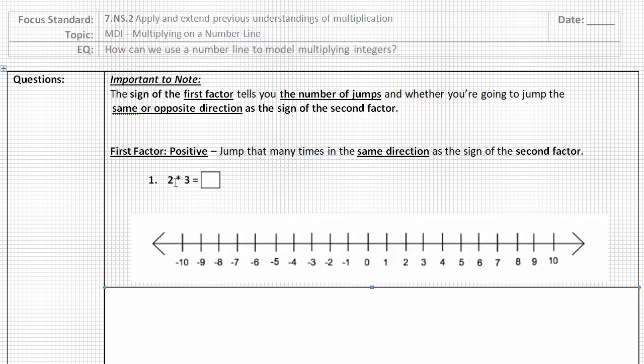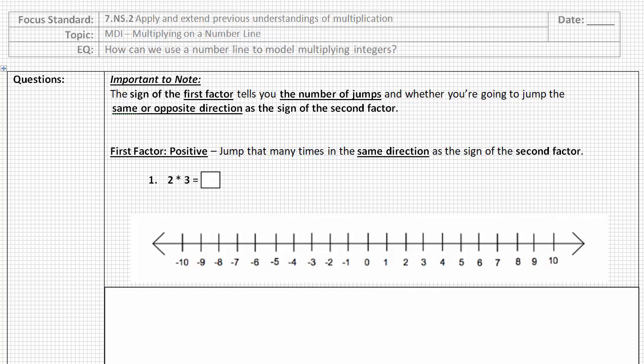Our first problem is 2 times 3. You can see the first factor is 2, so that means we're going to jump 2 times, and since it's positive and we're multiplying by a positive, we're going to jump in the positive direction, the same direction as the second factor. Once again, this is a math fact that I know you have memorized, but we want to practice it on a number line.